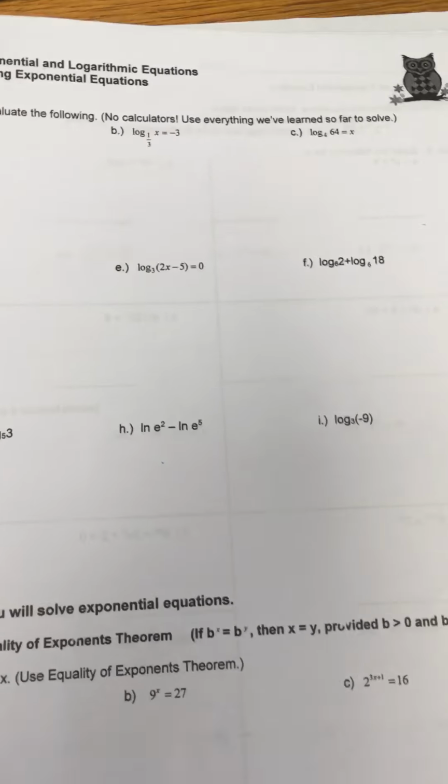Welcome. This is Unit 5, Day 5. We are on page 21 of the note packets. We're going to be doing a lot of solving in the next few days.